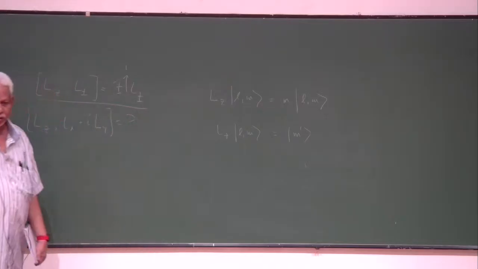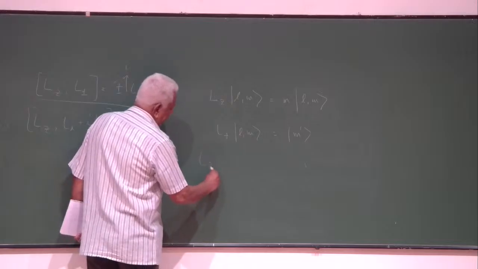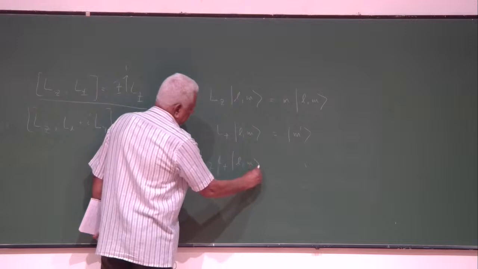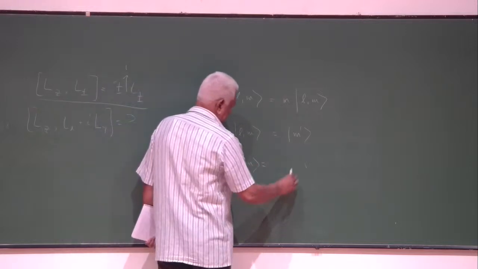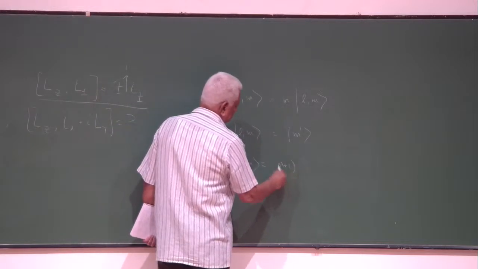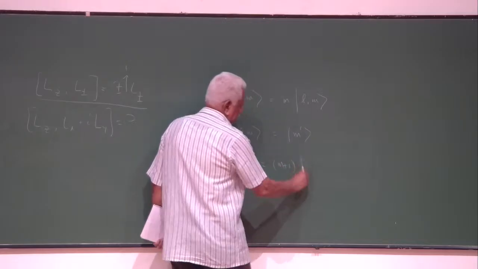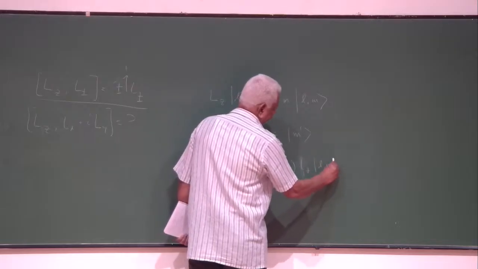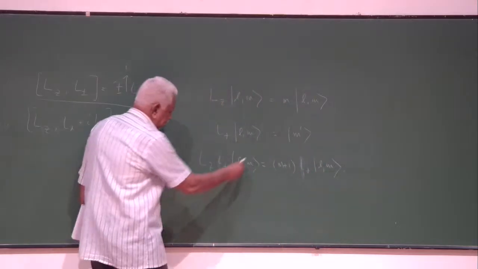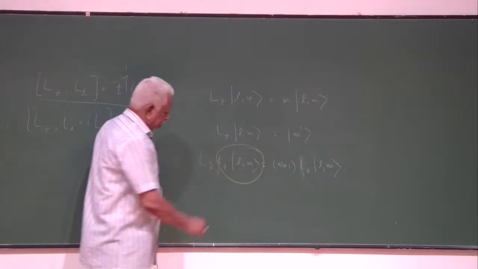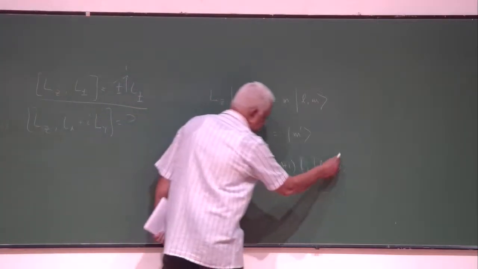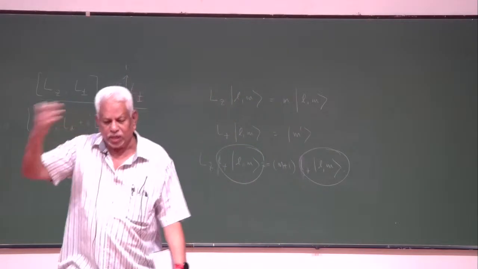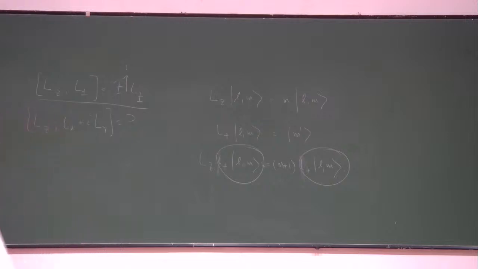You will find Lz acting on L plus Lm is equal to m plus 1 times L plus Lm. That is, this whole thing is a new state m prime, and this thing is an eigenstate of Lz. L plus acting on m gives me a new state. That state is also an eigenstate.